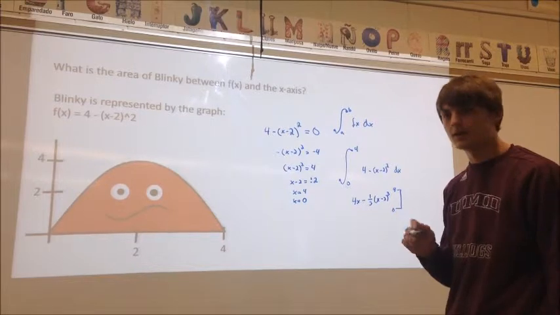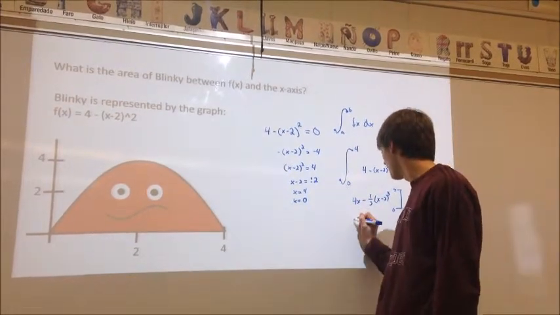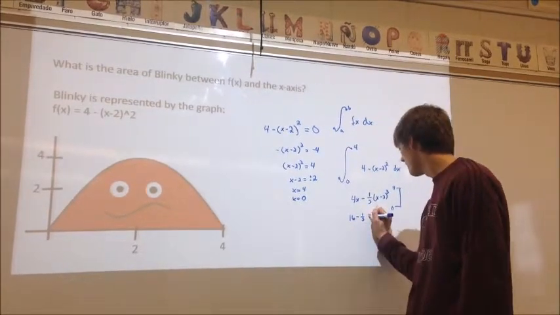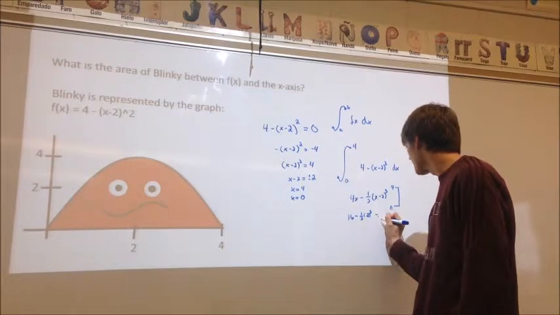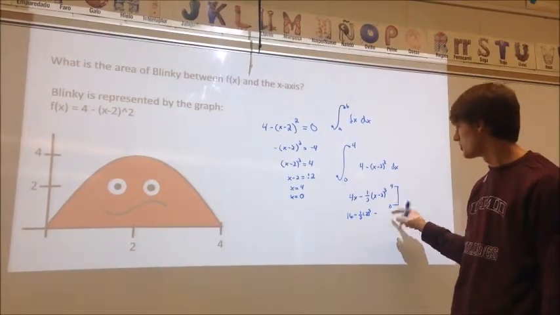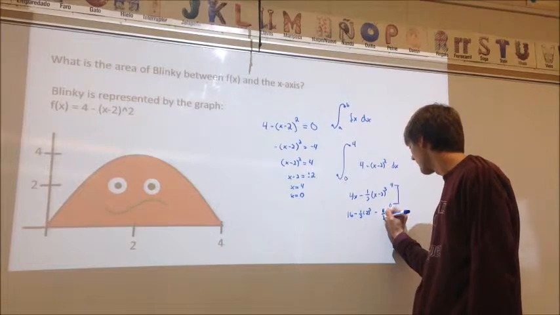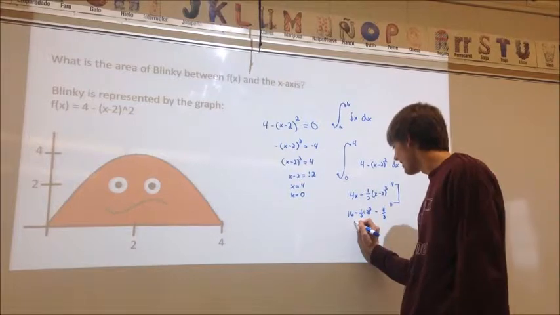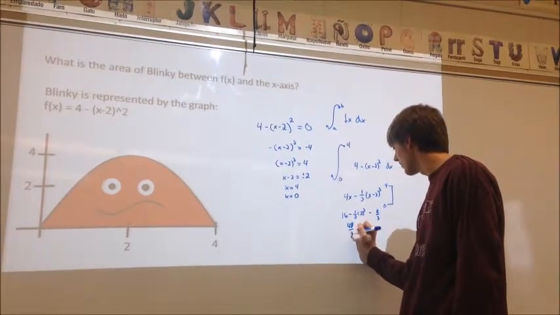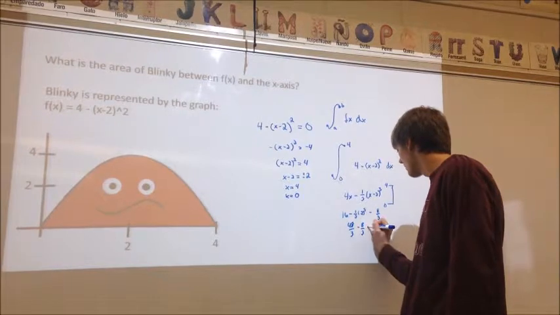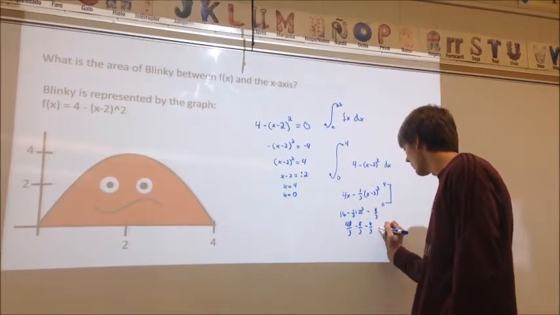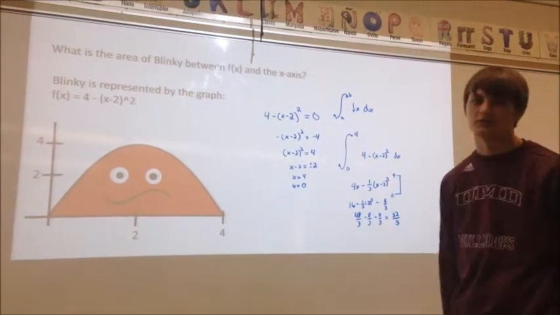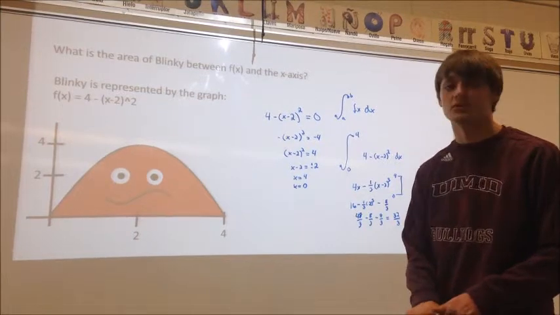Then we take F of b minus F of a. So we put in 4 right away: 16 minus 1/3 times 2 to the third, minus F of a, which is going to equal 8/3. Then we get a common denominator. 48 over 3 minus 8/3 minus 8/3 is going to equal 32/3. And that is the area underneath the curve. So Blinky is 32/3 units squared.